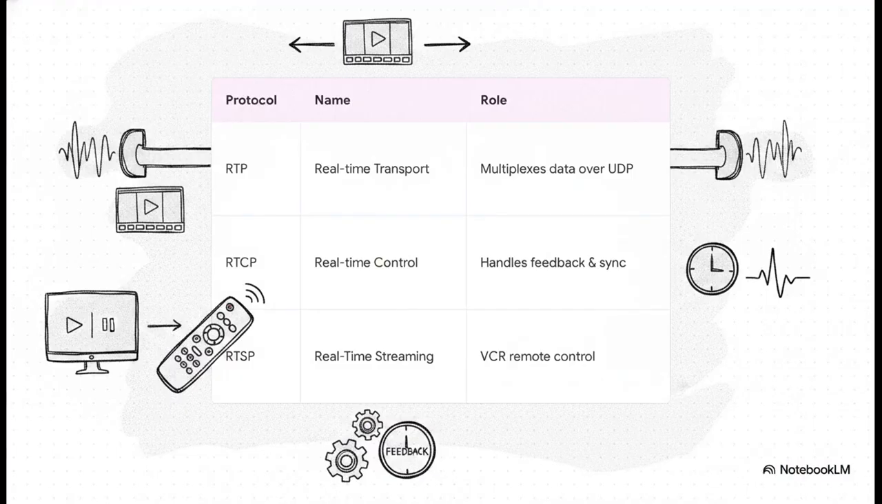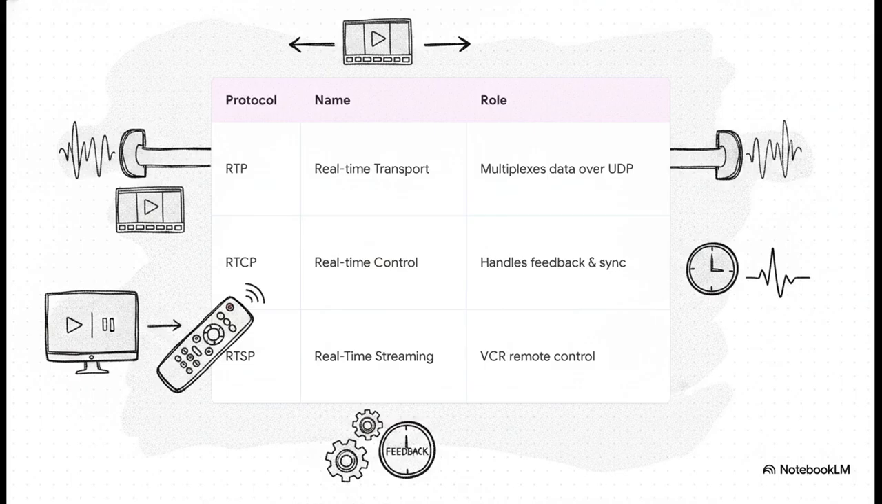You see, standard internet protocols like TCP or basic UDP, they just aren't enough for real-time video. Real-time traffic is a completely different beast from regular web traffic because it actually has to be played out at a predetermined rate to be, well, useful. To make this work, we need a special alphabet soup of protocols.